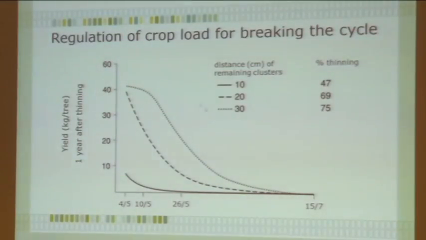You can clearly see here that the dotted line, where we only left flower clusters 30 centimeters spread apart, has a thinning intensity of 75%. Here we get over time the best yields in the subsequent year.